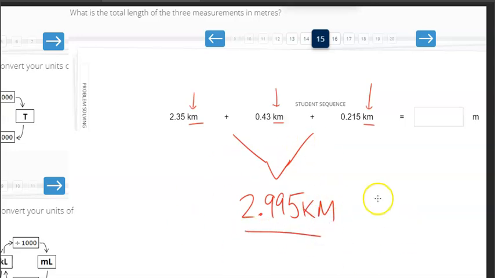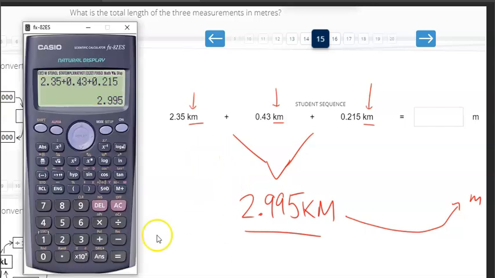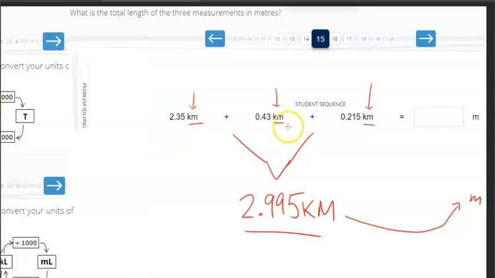kilometers. And now that we just got this one number, we can just convert that to however many meters there are. So 2.995 kilometers, we are going to convert this into meters. And to convert kilometers to meters, remember, use that Learn Me tab. All you need to do is just multiply this by 1,000. So 2.995 kilometers is the same as 2,995 meters.